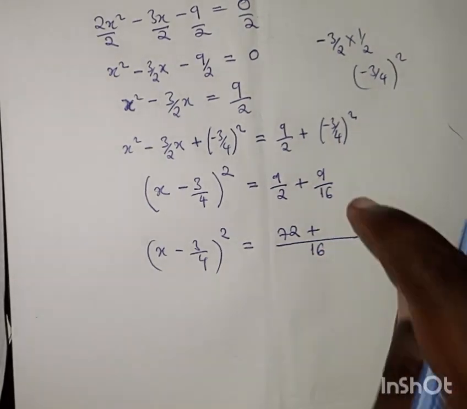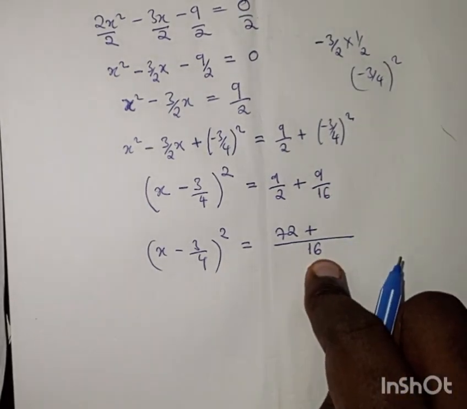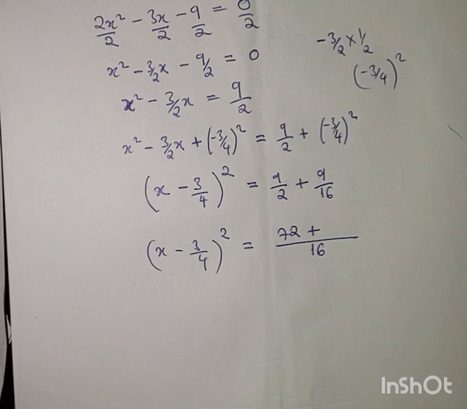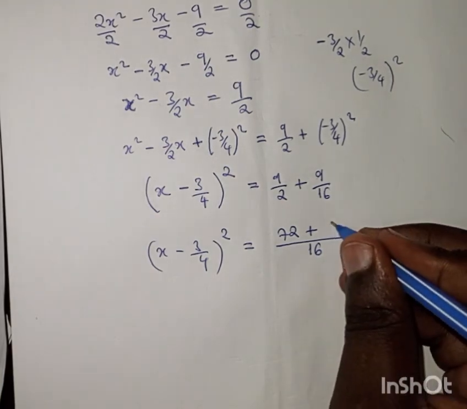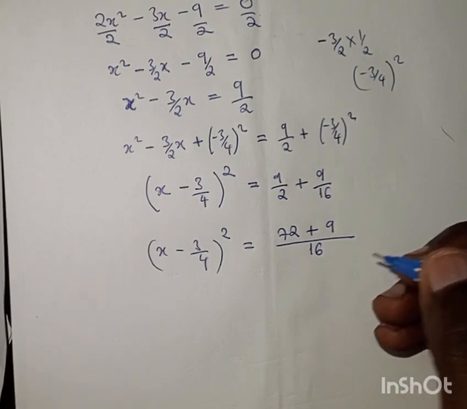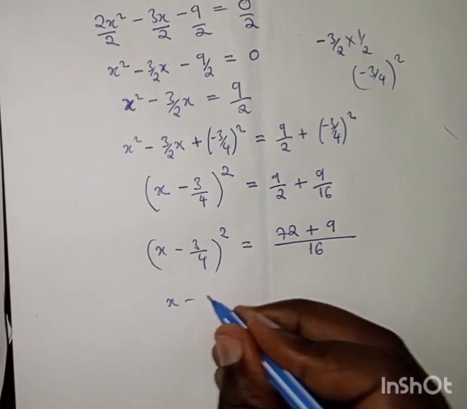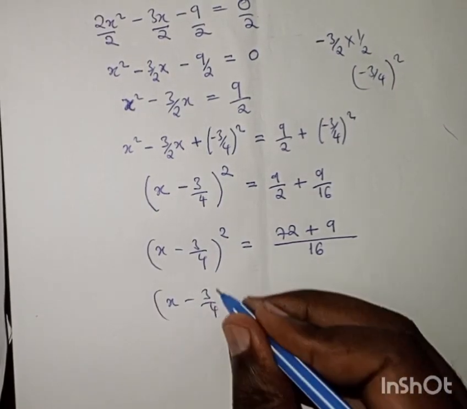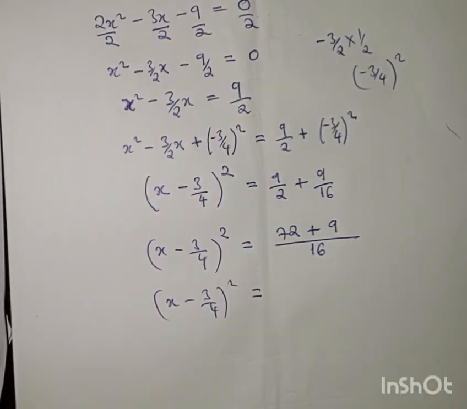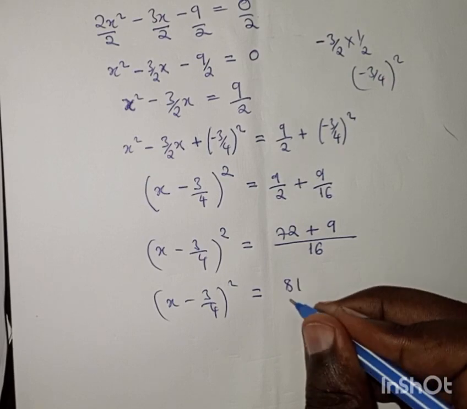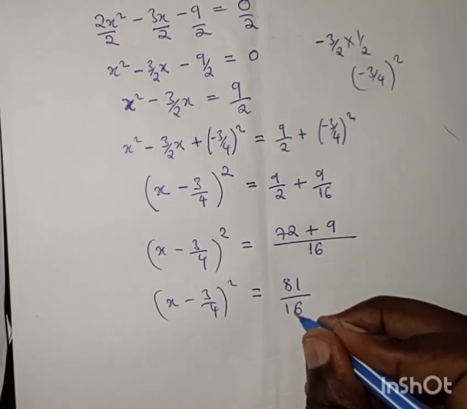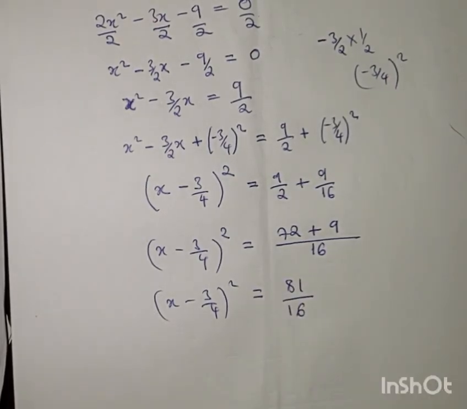Plus 16 and 16, we have 1. 1 plus 9. Yes, we have 9. Okay, so we have x minus 3 over 4 squared is equal to, what is 72 plus 9? Yes, 81 over 16. Okay, now we are solving for x.